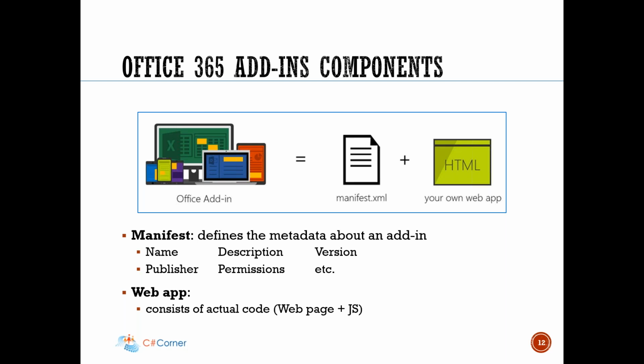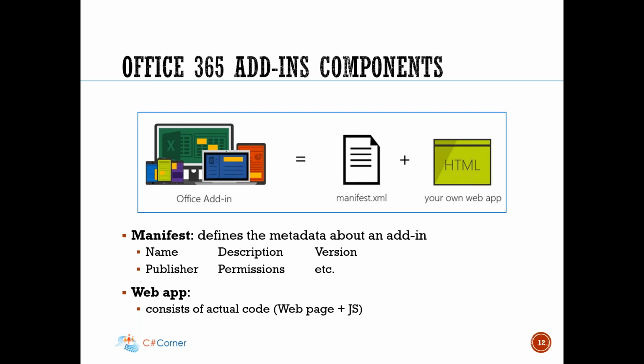What does this add-in do? The description about itself, the version, and the permissions required, because the add-in is going to work on your Word, Excel, and PowerPoint application, so which type of permission it needs. These things are defined in the manifest, as well as the path to the web app: once you add this add-in, where is the execution coming from? Where is your web app hosted? So the manifest has all the information.